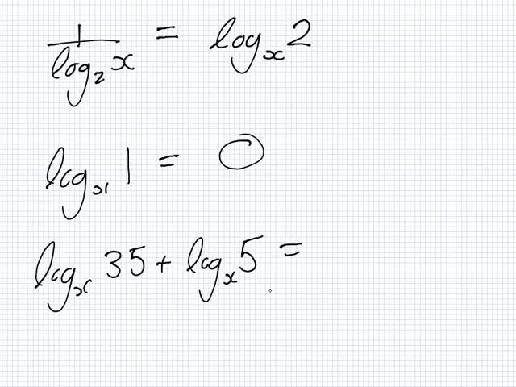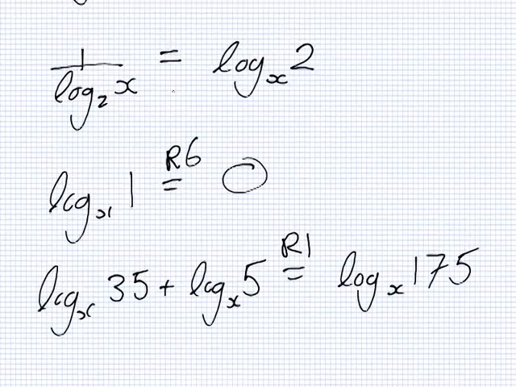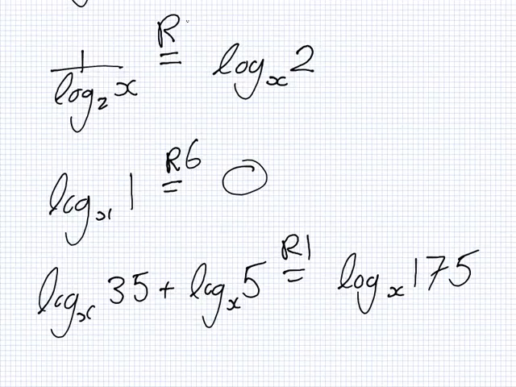And what rule can I use to simplify this? The first rule, which will be log base x of 35 times 5, which is 175? No, that's not right. 175, isn't it? Yeah. Log base x of 175. And this is using rule 1, this one is using rule 6, and this one is using rule 4, wasn't it? Yeah. Okay. Right, let's look at ones a little bit more difficult now.